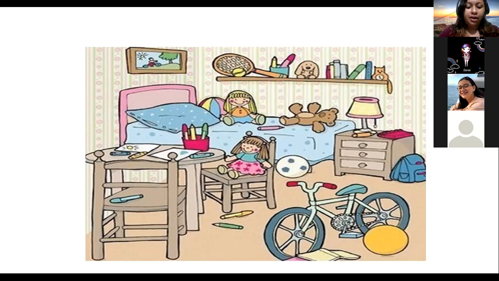For example, where are the pencil bins? Where are the pencil bins? One, two. The pencil bins are on the bed, on the chair, and on the table. Okay, table. The pencil bins are on the bin, on the shelf, on the chair, on the shelf, right? On the shelf and on the table. Okay, very good.